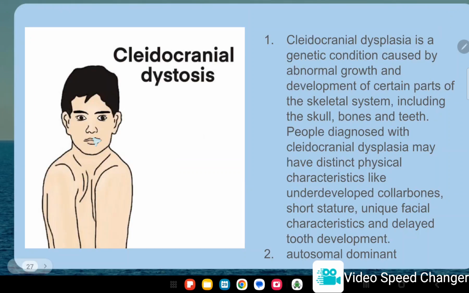See this picture. This boy has not developed his clavicle, right? Cleidocranial dysplasia is a genetic condition with abnormal growth and development of certain parts of the skeletal system, right? Skull, bone, and teeth. But right now our main focus is the clavicle. We don't need to go into that much detail on this condition. People diagnosed with this condition have characteristics like underdeveloped bones, and the clavicle bones are absent.